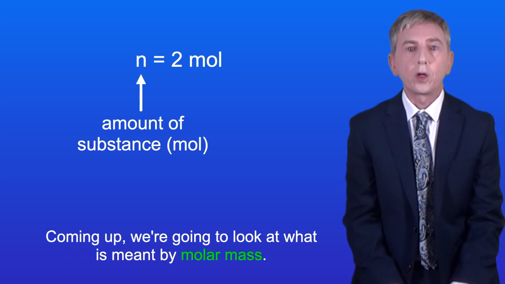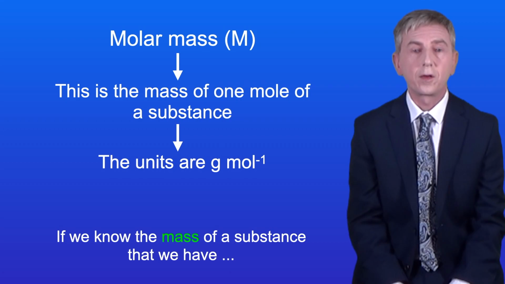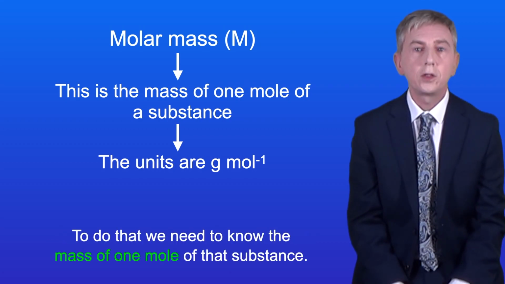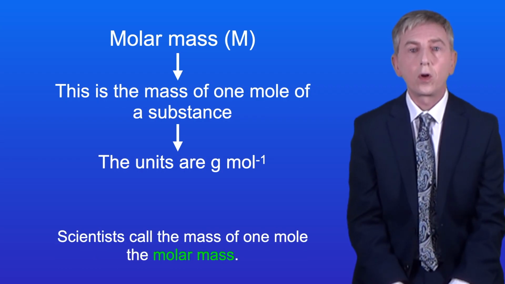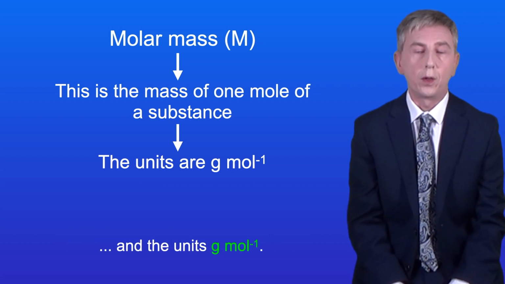Coming up, we're going to look at what's meant by molar mass. Okay, now if we know the mass of a substance that we have, then we can calculate the amount of that substance in moles. To do that, we need to know the mass of 1 mole of that substance. Scientists call the mass of 1 mole the molar mass. Molar mass has a symbol capital M, and the unit's grams per mole.